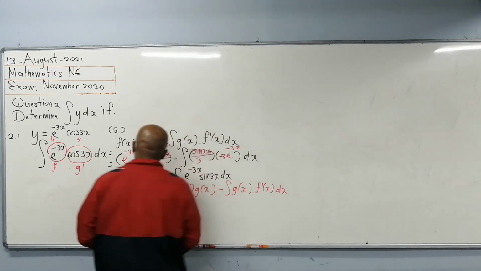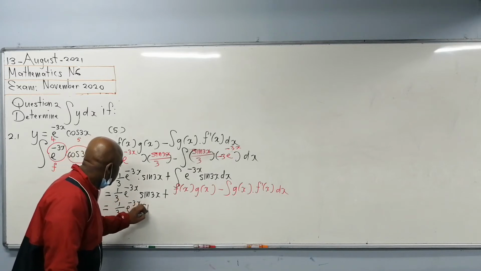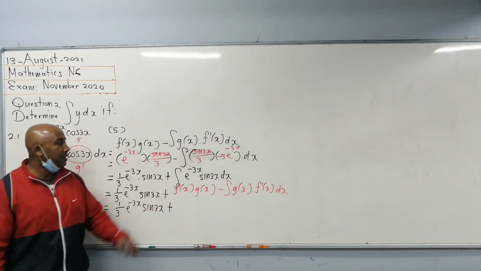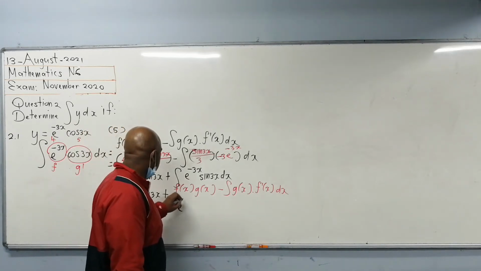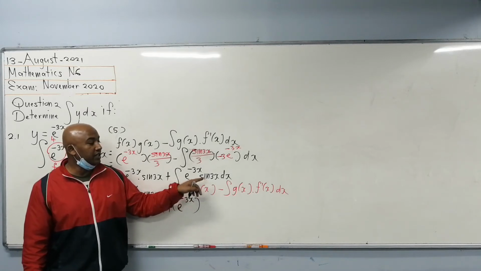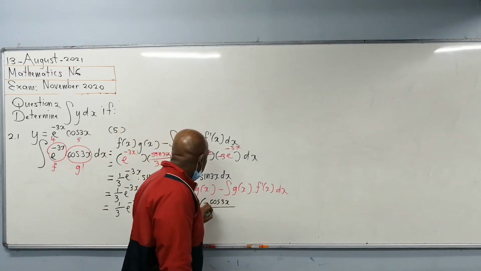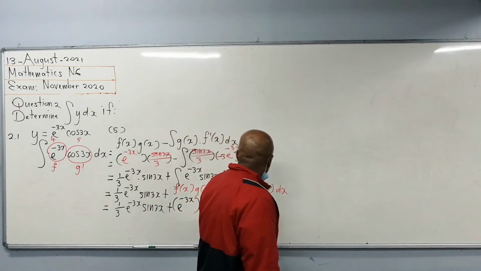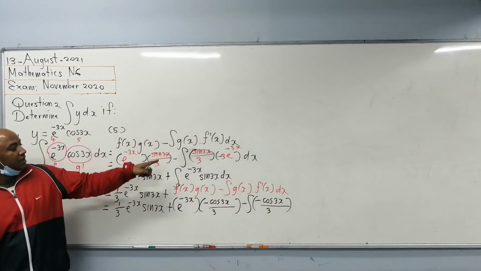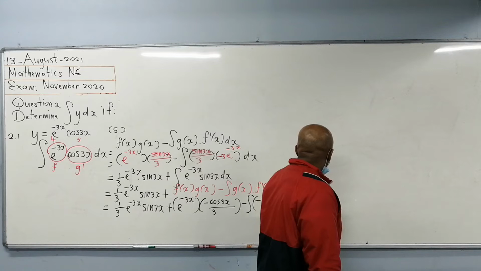Now, let's substitute. So this is my 1 over 3 e to the power minus 3x times sine 3x plus, now we're following the same priority list. My f is e to the power minus 3x. So this will be g prime. So when you integrate sine, you will get g, which is going to be minus cos 3x all over 3, times f prime x. The derivative of e to the power minus 3x is going to be minus 3 e to the power minus 3x dx.